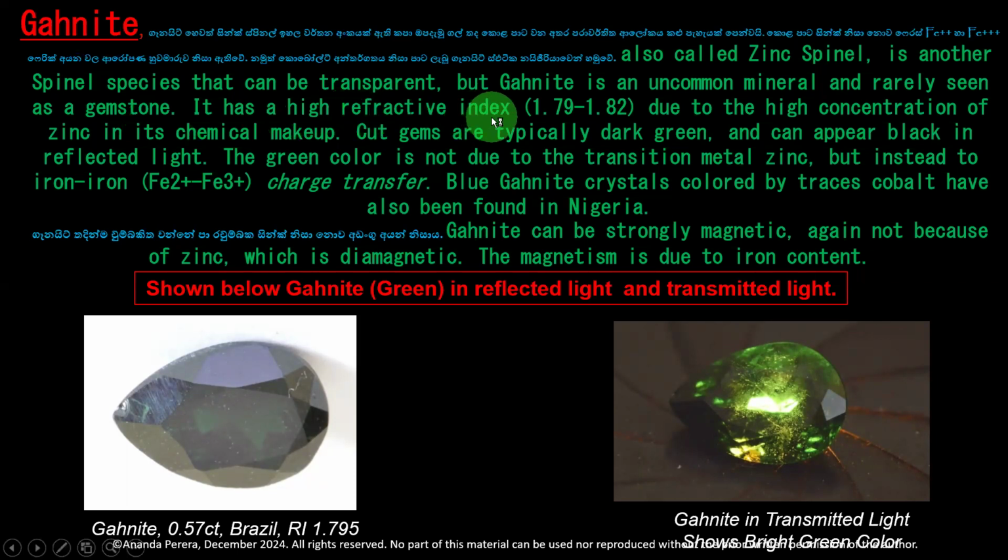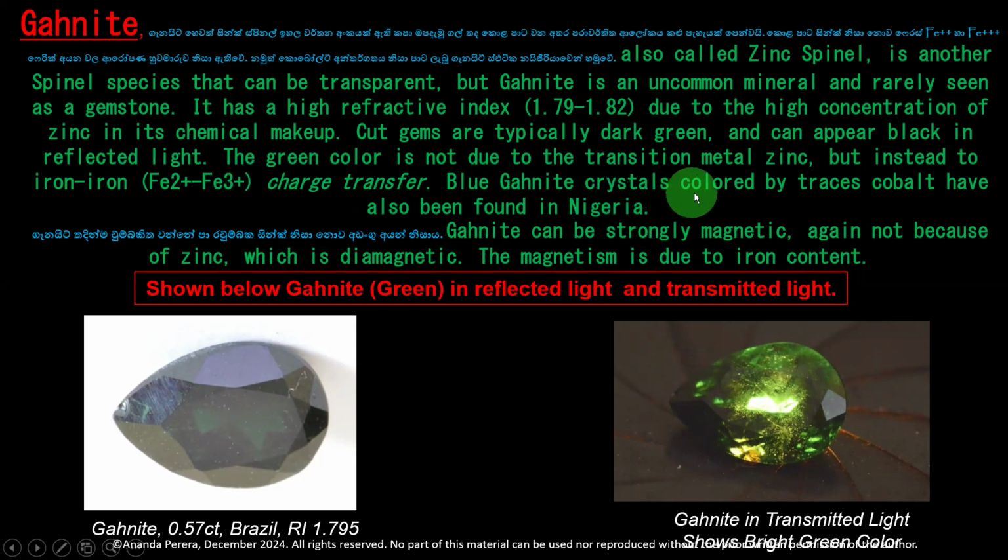It has a high refractive index. RI is 1.79 up to 1.82 due to the high concentration of zinc in its chemical makeup. That is the reason that RI goes up. Cut gems are typically dark green and can appear black in reflected light. The green color is not due to the transition metal zinc, but instead to iron-iron, that means ferrous-ferric charge transfer. That is the reason for the green color. Ferrous-ferric charge transfer inside the gemstone.